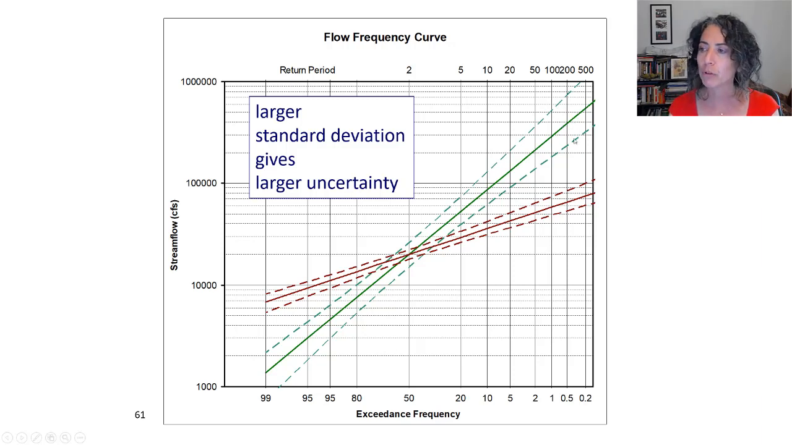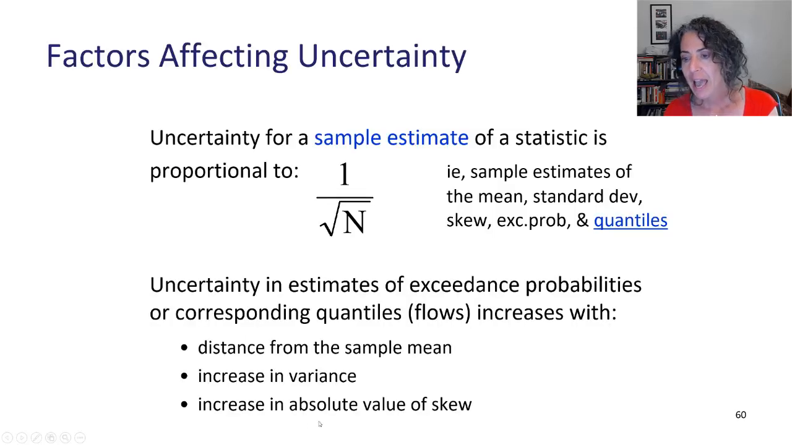And you can see if you look at 90% confidence intervals that the uncertainty is wider for the green with a higher variance. And finally, the uncertainty increases with the absolute value of skew, meaning as skew gets further from 0, the uncertainty gets greater. So positive skew is going to give us uncertainty at the upper tail of the distribution, and negative skew is going to give us more uncertainty at the lower tail of the distribution.